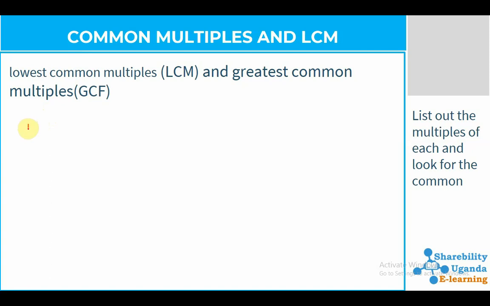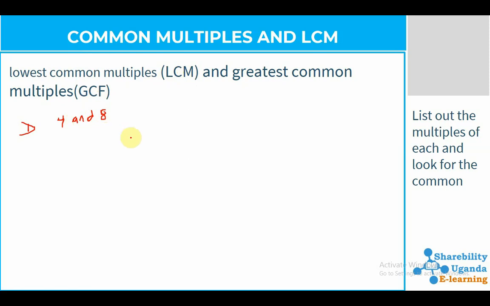Let me give you two numbers that you can be able to solve. Let me give you 4 and 8. 4 and 8 are going to be our numbers to solve, to get the LCM and the greatest common multiple.